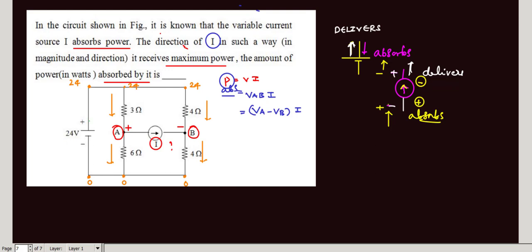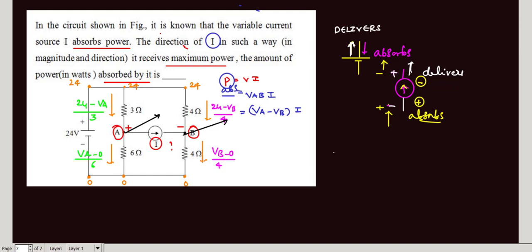The current flowing through this branch is 24 minus VA by 3. The current through this branch is VA minus 0 by 6. The current through this one is 24 minus VB by 4, and through this one is VB minus 0 by 4. Now apply KCL at node A and node B.